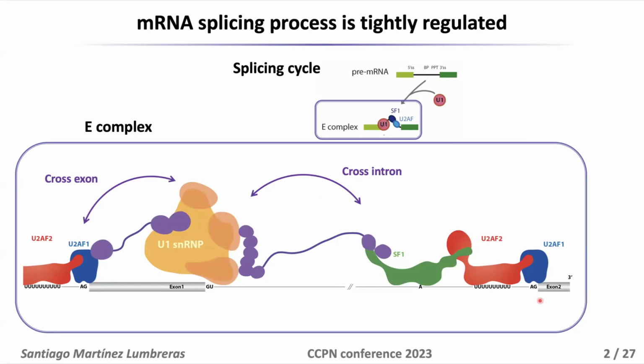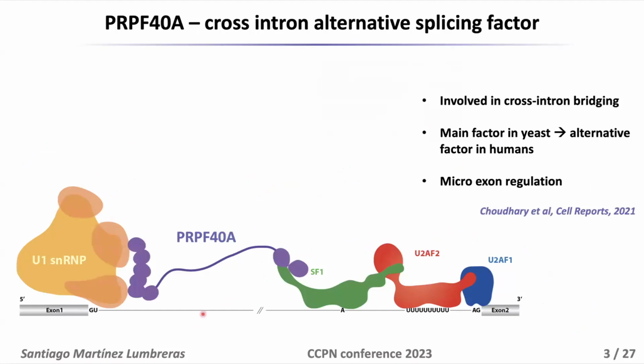So the protein of interest, PRP40 of this talk, is one of these types of bridges. It's a cross-intron bridge protein that is essential in yeast, but in humans is considered more as an alternative factor, only affecting a certain subset of splicing events, mainly those related to microexons. These are a type of exon which are really short, and the link through the exon cannot happen because it's too small to assemble all the proteins in the short sequence.